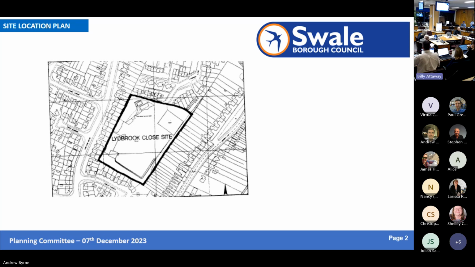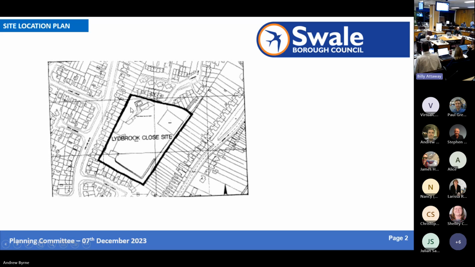So this is a slightly unusual site and a slightly unusual situation. This is the application site, Lidbrook Close. It used to be Nichols Haulage Yard, and before that, I understand it was a chalk pit. And access to the site is from the north here, off of Lidbrook Close, off of London Road.